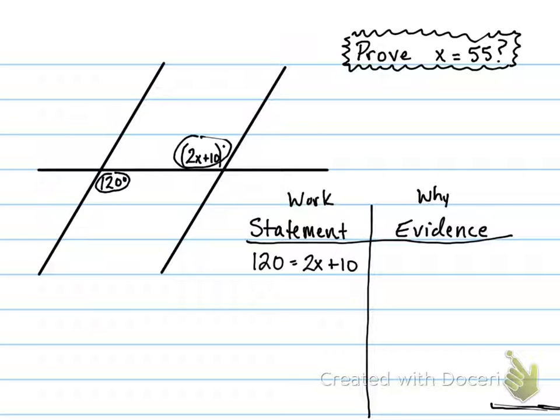All right. So our first statement, we said 120 is equal to 2x plus 10. Why are we able to say that these are equal to each other? What about this told us that they were equal to one another? All right. They're alternate interior angles. Do we agree with that? Yes. Okay. Alternate interior angles.